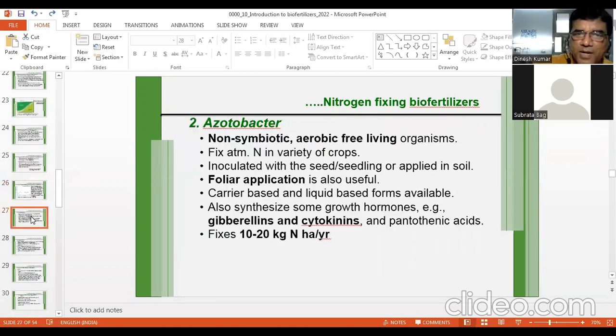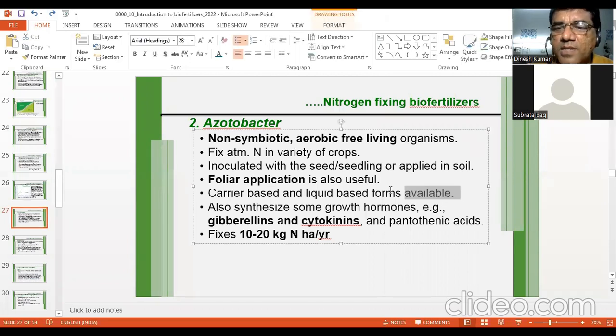Azotobacter, I think you have an idea about it. Non-symbiotic, aerobic, free living, and fixes atmospheric nitrogen in different crops. It can be inoculated, means the artificial culture can be inoculated with the seed, with the seedling, or it can be directly applied to the soil. Foliar application is also useful. It can be foliarly applied, and carrier-based and liquid-based forms are available. These are the cultures made by scientists or by companies to give to the farmer for commercial use.